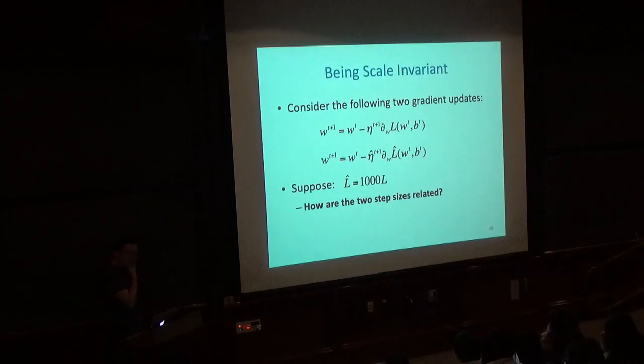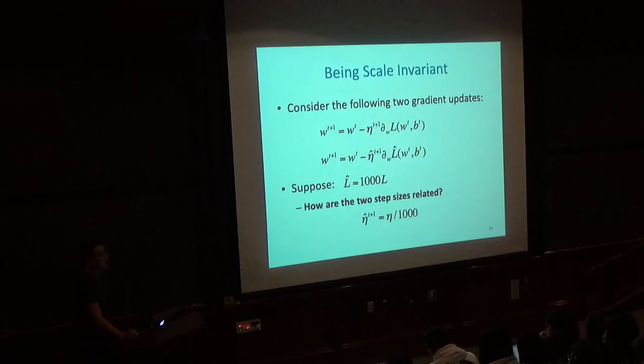So if we want the learning algorithm to behave similarly for these two loss functions, even though we just scaled one by 1,000, in some sense we want the learning algorithm to behave similarly. What would we do in order to get the learning algorithm, in this case gradient descent, to behave similarly for these two loss functions? In particular, how should we tune the step size so that these two learning algorithms behave similarly? Yes? Scale it down by 1,000. Yep, correct. We just scale it down by 1,000.